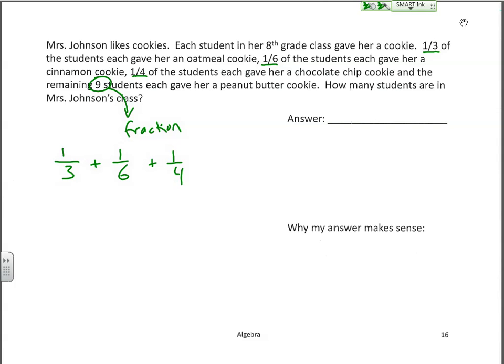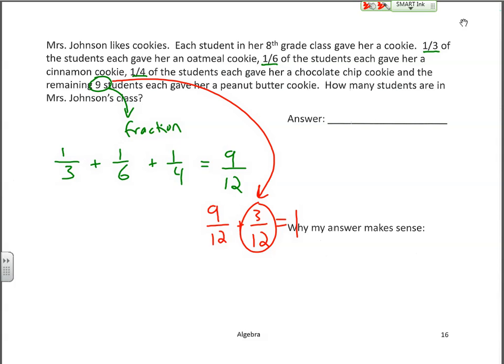Okay, how close are we to a whole? We added these together, and we got 9/12 as a total, which means that we still need 3/12, right? 9/12 plus 3/12, that's what we need to get to one whole, get to the whole class. So that means that these 9 students represent 3/12 of the class.